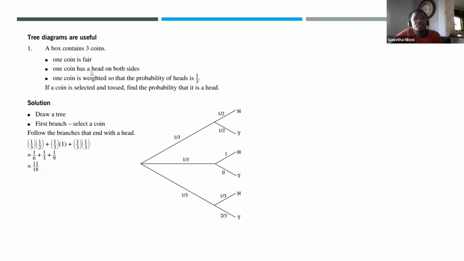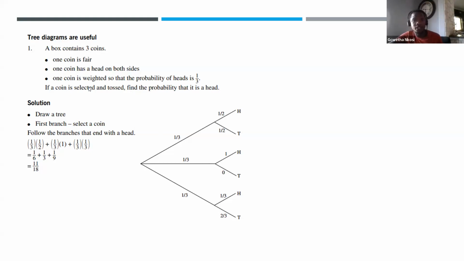Now we come to the second arm. One coin has 2 heads on both sides. It means that there is no tail in that particular coin. Since there is no tail, the probability of a head to appear on one end is 1/2, so it has 2, 1/2 plus 1/2 is 1. So that is why we have 1 for head and 0 for tail. So that is how you got these 2 numbers.